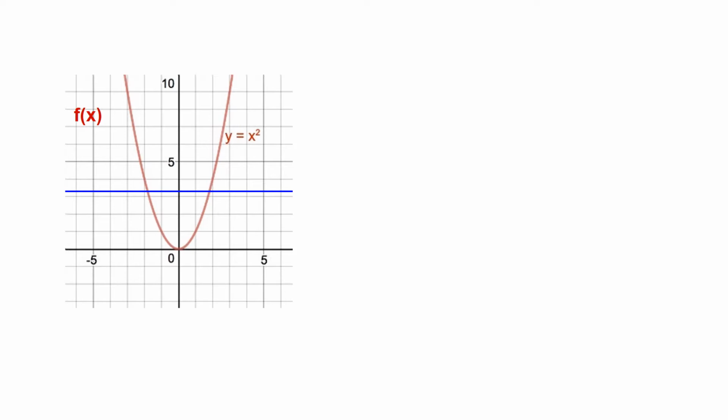We can see this by drawing a horizontal line across the graph shown here in blue. If this function were one-to-one, we should be able to lay down a horizontal line anywhere on the graph and cross the graph at most once. The horizontal line here, however, crosses the graph twice, so this function fails the horizontal line test. It is not a one-to-one function, and it is therefore not invertible.